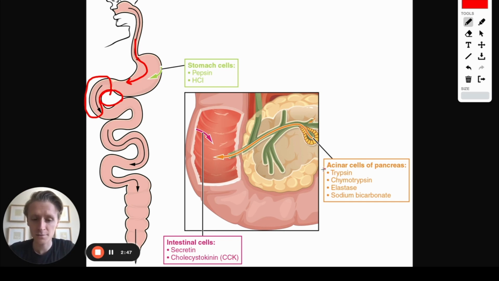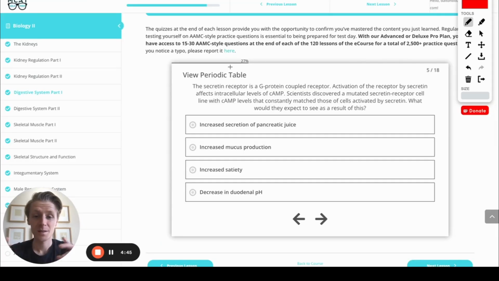which is really helpful and important because these juices contain lots of digestive enzymes to help break down the food. And they also contain sodium bicarbonate, which is a base. And that base is going to help neutralize the acids from the stomach and increase the pH in the duodenum. Great. Now with that knowledge, let's come back and look at our question and see what we can figure out.